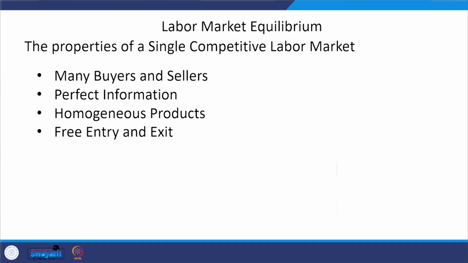This allows the worker to make informed decisions about their employment options and enables the farms to efficiently allocate the resources. So, perfect information is a necessary condition. The third property of a single competitive market is homogeneity. The products are homogeneous.